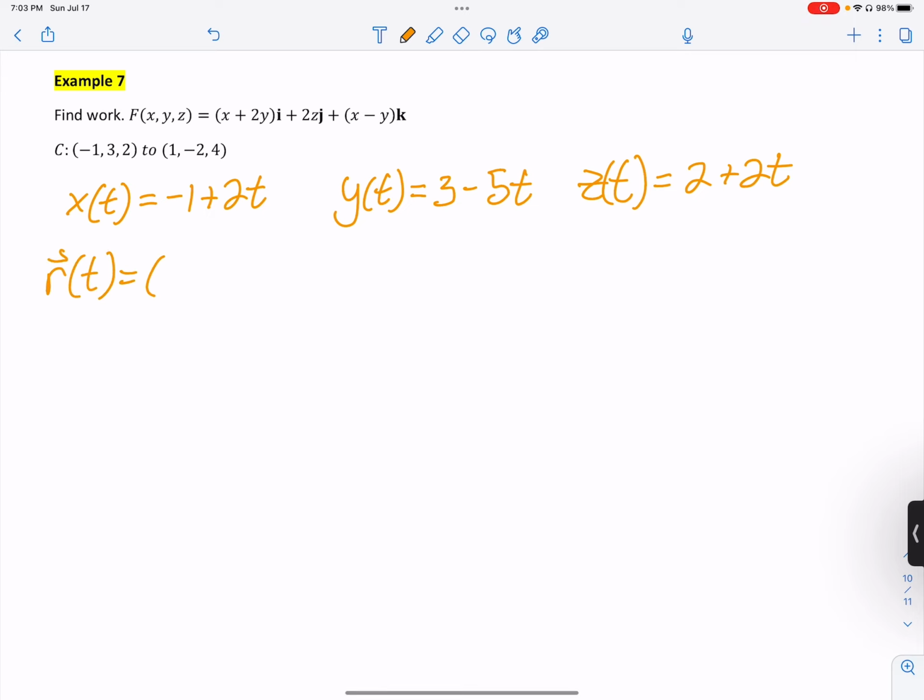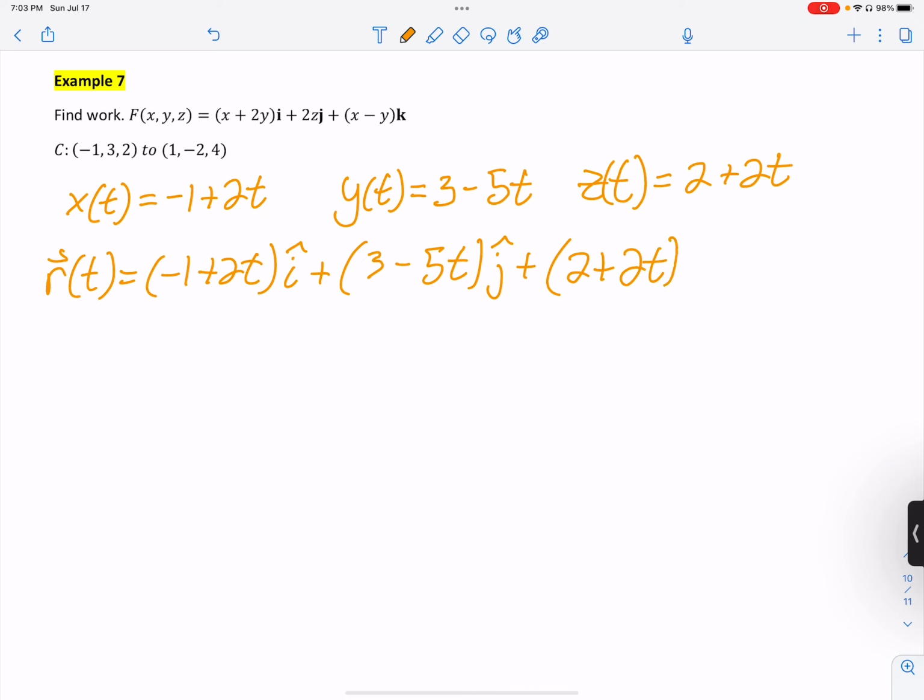All right, so now we have a path. R of t is (-1 plus 2t) i plus (3 minus 5t) j plus (2 plus 2t) k. We can find r prime now. I'm going to go ahead and go to bracket form, and you'll see why. This cleans up really nicely. The derivative of that i term is 2, the derivative of that j term is -5, and the derivative of that k term is 2.